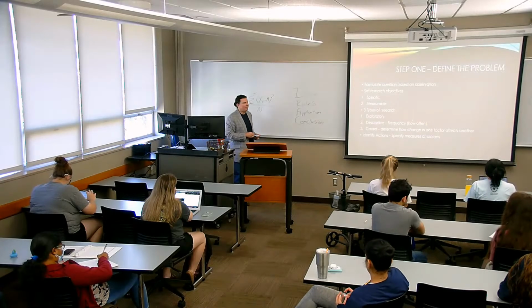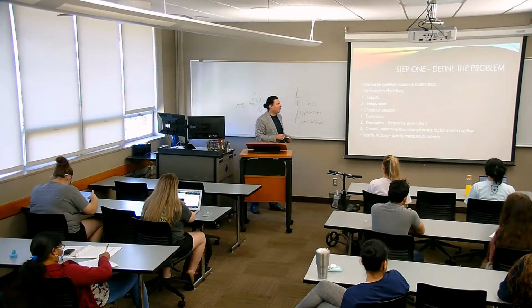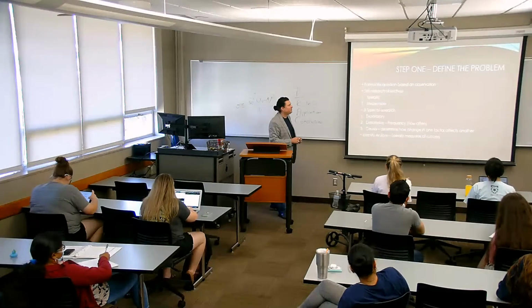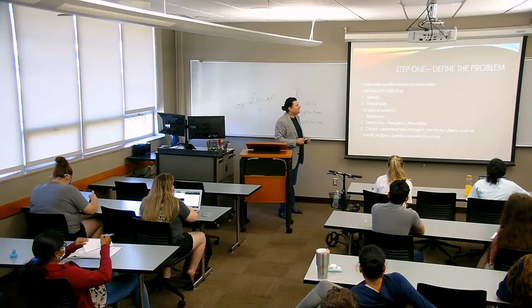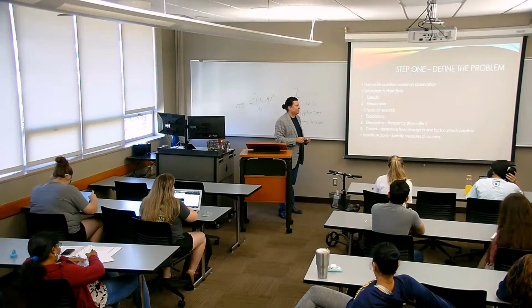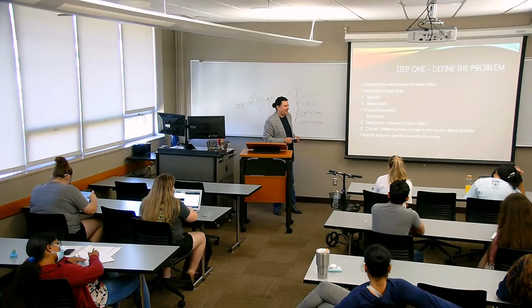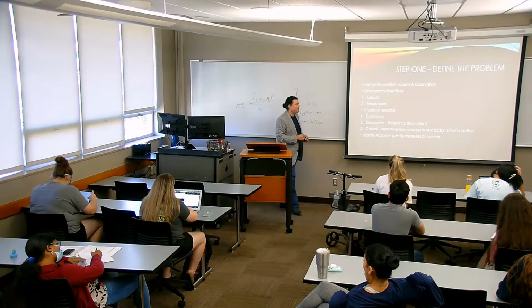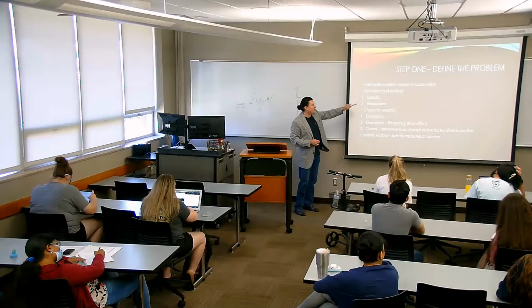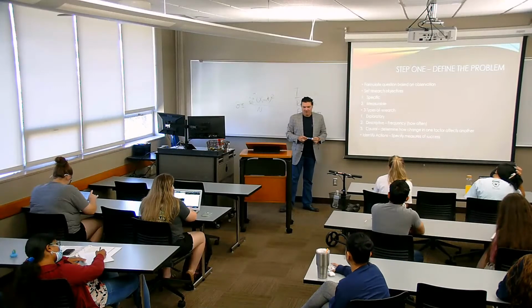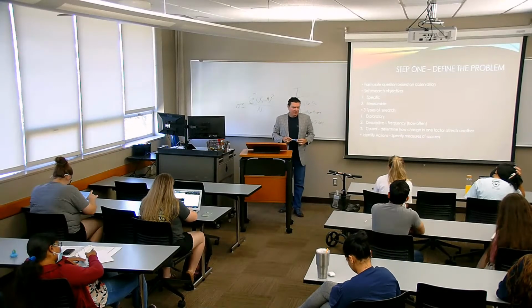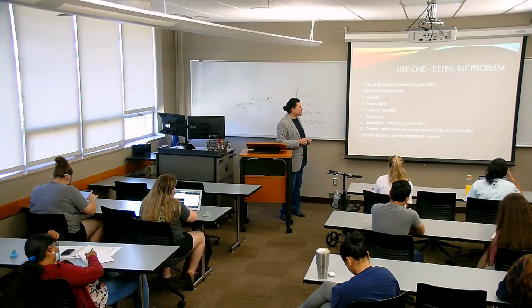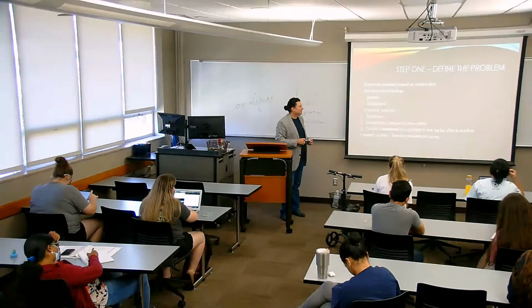So step 1, we're going to define the problem. We're going to formulate our question based on observation, and then we're going to develop a set of objectives. What should they be? These are like goals. They should be specific. They should be measurable.